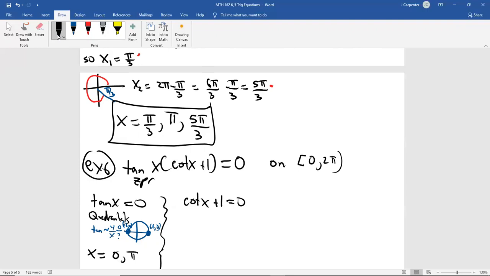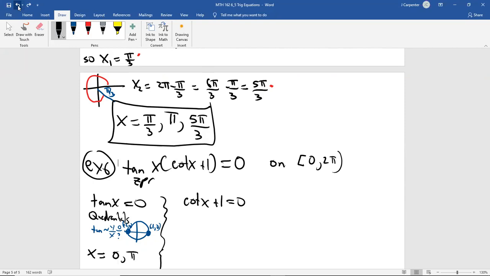You would add plus nπ, but if you take 0 and add π, you get this solution. If you take π plus π, that's what I was doing wrong in my head, you get 2π, which is already past where you want to be because of that parentheses.